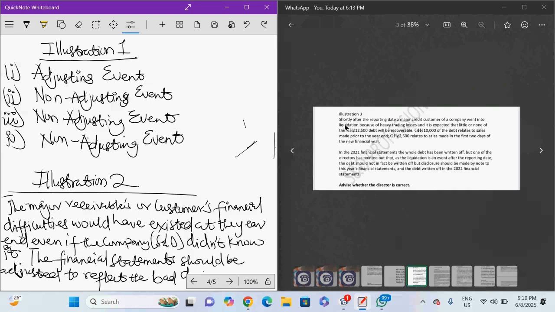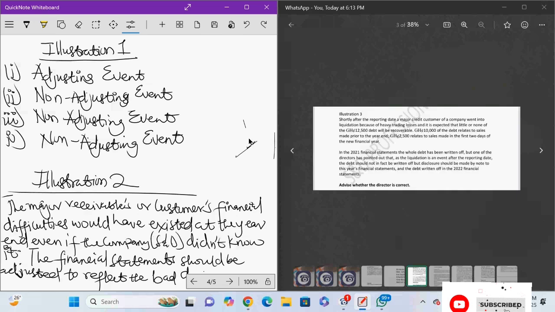So what did the director do? Shortly after the reporting date, a major credit customer of the company went into liquidation because of heavy trading losses, and it is expected that little or none of the 12,500 debt will be recoverable. 10,000 of the debt relates to the sales made prior to the year end, and 2,500 relates to the sales made in the first 2 days of the new financial year.